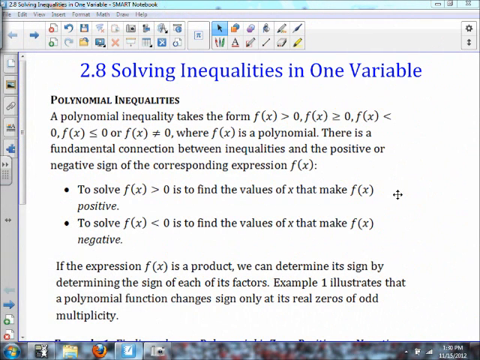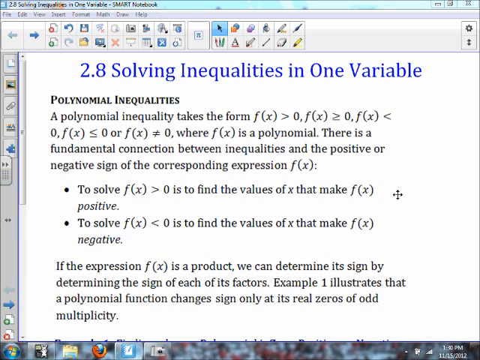We're going to talk about solving inequalities in one variable. Now, a polynomial inequality takes the form f of x greater than 0, greater than or equal to 0, less than 0, less than or equal to 0, or not equal to 0, where f of x is a polynomial. There's a fundamental connection to inequalities in the positive or negative sign of the corresponding expression.